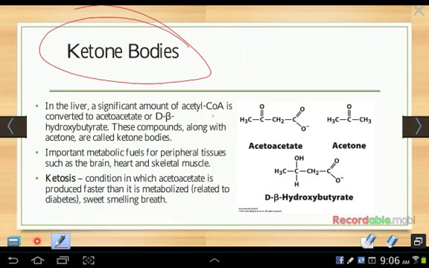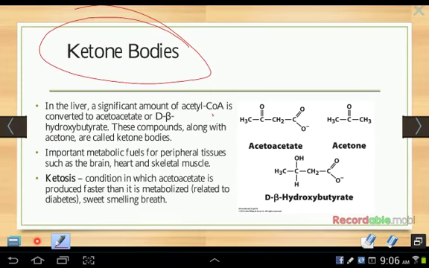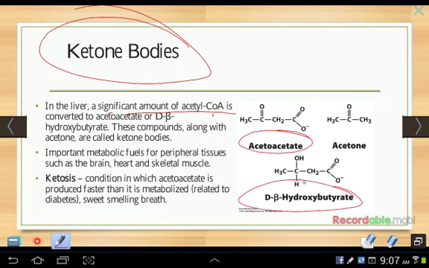So acetyl-CoA, when it's released during beta oxidation in most tissues, is going to be used to go through the citric acid cycle. However, in the liver, a significant amount of acetyl-CoA is converted to acetoacetate or to hydroxybutyrate. These compounds, along with acetone, are all called ketone bodies collectively. So these are important metabolic fuels for peripheral tissues, such as the heart and skeletal muscle, and under starvation conditions, the brain will use ketone bodies as well.